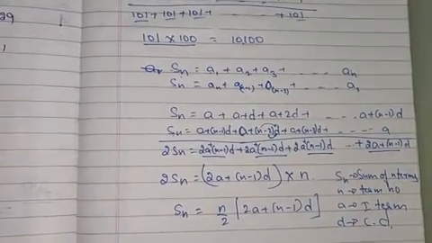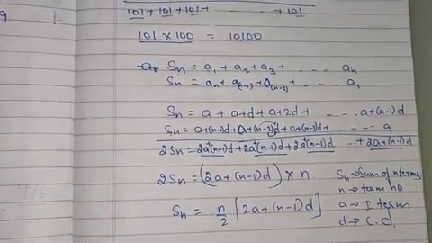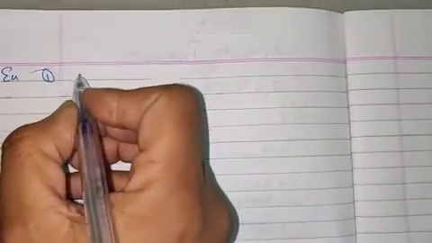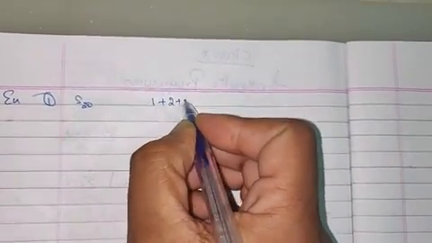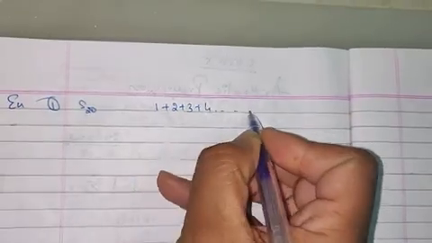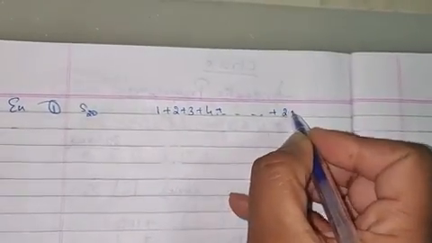Can we apply this into some examples? Yes, let us see. Example 1. Find the sum of first 20 positive integers. Means we need to find S20. What have they done? First 20 positive integers. What are those? 1 plus 2 plus 3 plus 4 and so on up to 20.